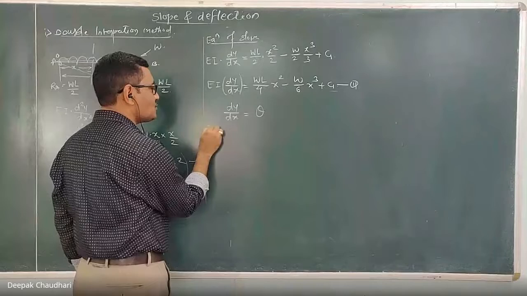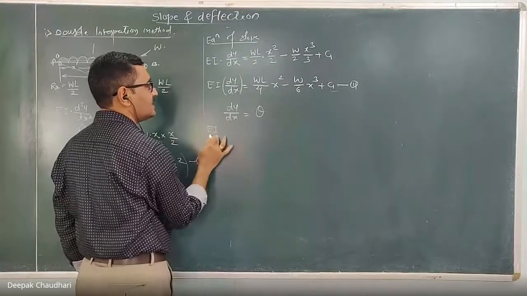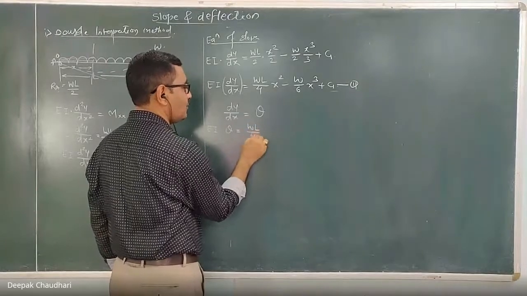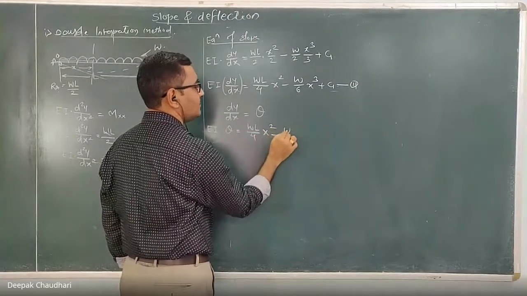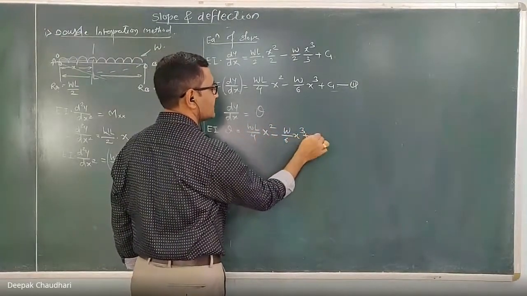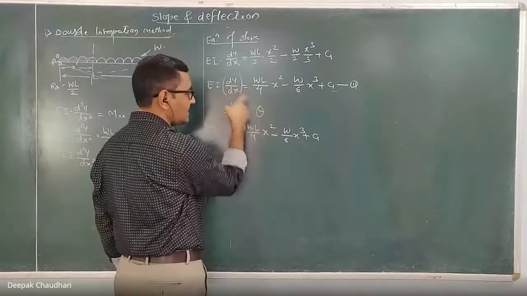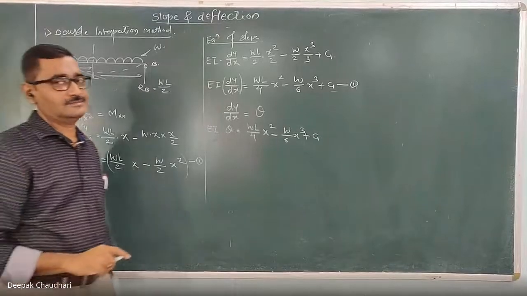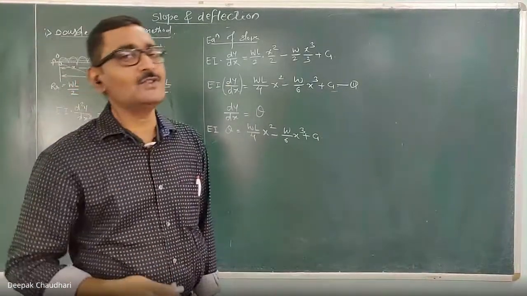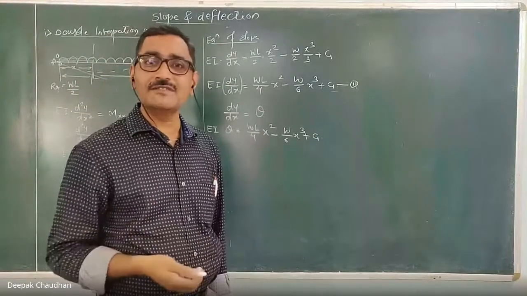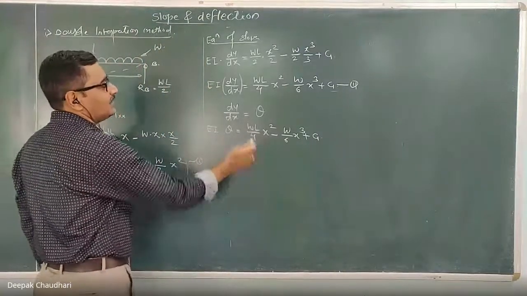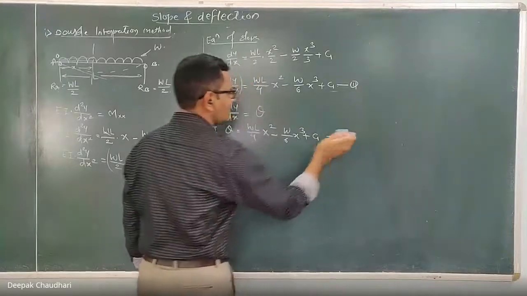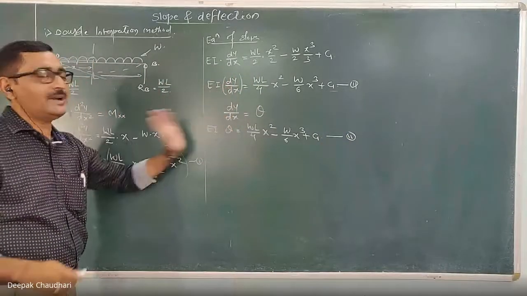So the equation of slope can be written as dy by dx equal to theta. Theta is the slope here, which is equal to WL by 4 into x square minus W by 6 into x cube plus C1. Here theta is dy by dx, which is the slope in radians, not in degrees. Once you get the answer in radians, after that you can convert it into degrees. So EI into theta equals this, which gives you the equation of the slope. I'm also calling this equation number 2 only. I only replaced dy by dx by theta.